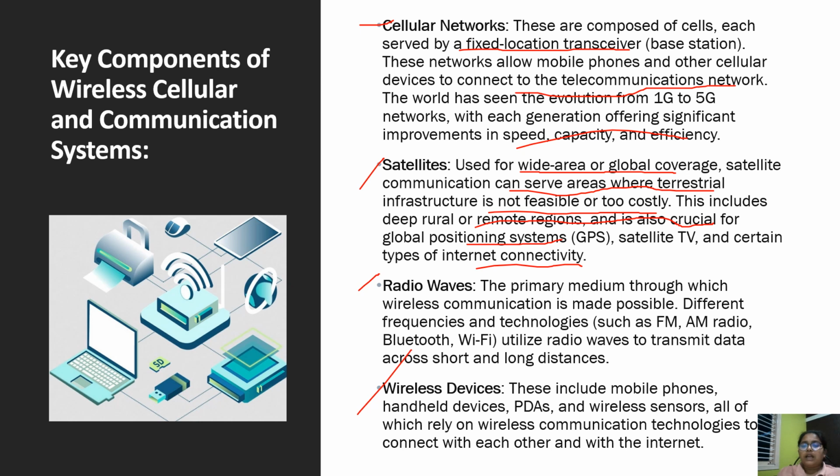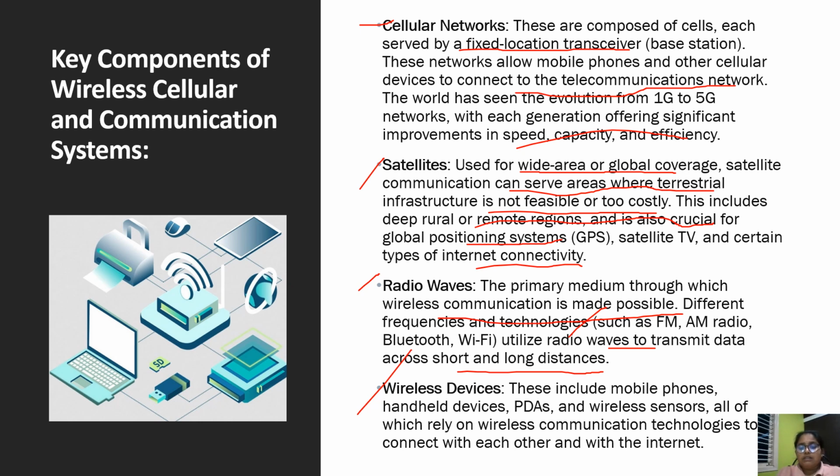Next are radio waves. Like I told, it uses radio waves, electromagnetic waves, to transfer the signal from one end to the other end. Radio waves carry the signals that are to be transmitted. Radio waves are the primary medium through which wireless communication is made possible, using different frequencies and technologies such as FM, AM, Bluetooth, and Wi-Fi. They utilize radio waves to transmit data across short and long distances.